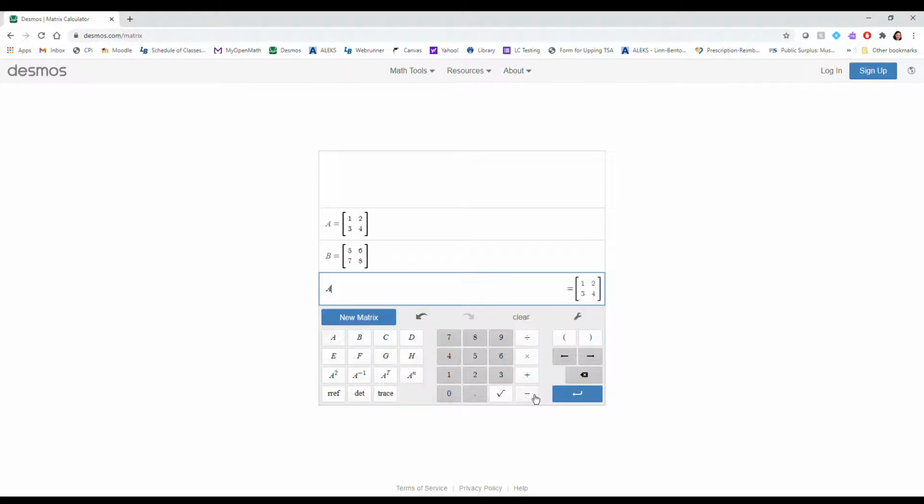And now we just do A times B. 19, 22, 43, 50. Whew, we got that one right. It's a very good idea to check your answers with Desmos. It's very easy to make a mistake.